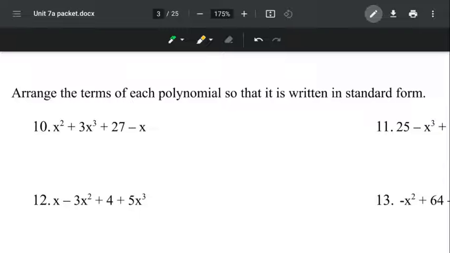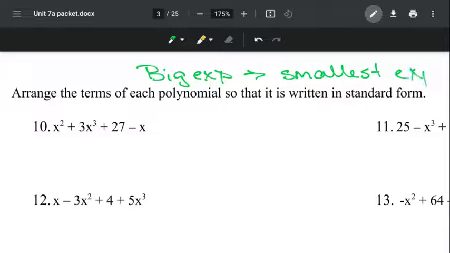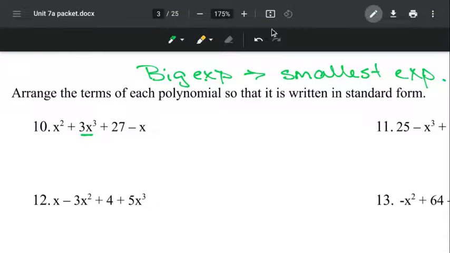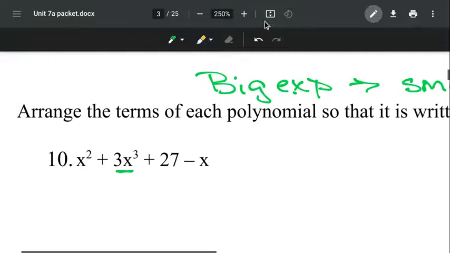Arrange the terms of each polynomial so it's written in standard form. Remember, standard form is biggest exponent all the way down to smallest exponent. And the constant, that plain number, would go at the end if you have one. So let's take a look at number 10. Our biggest exponent, zoom in a little bit more. There we go. Our biggest exponent is 3x to the third, so I'm going to put that first.